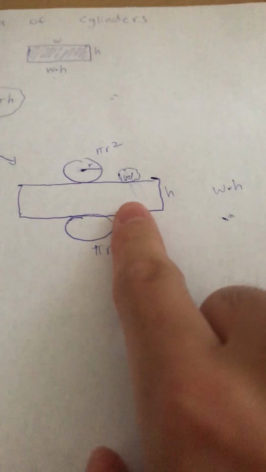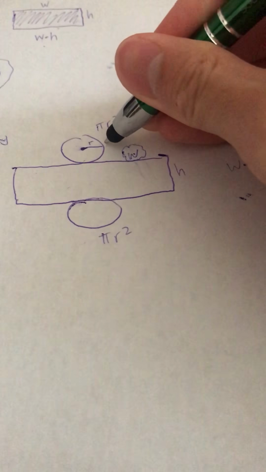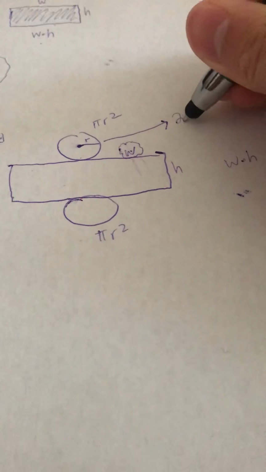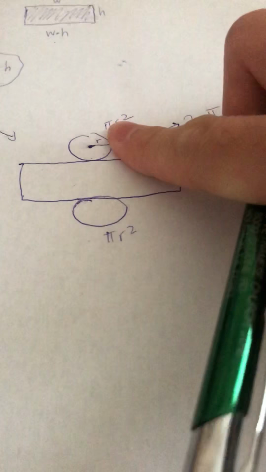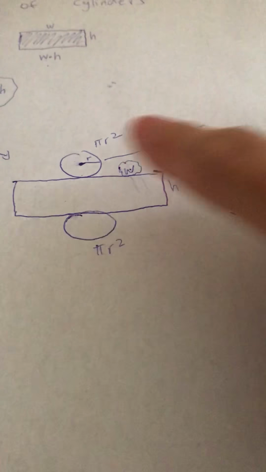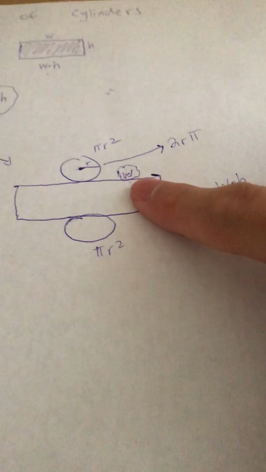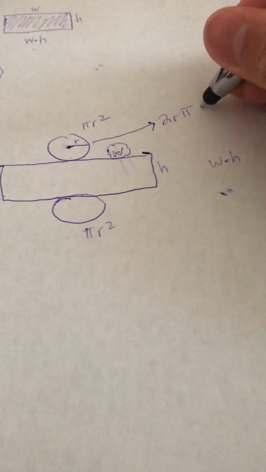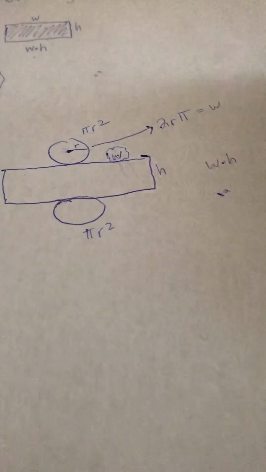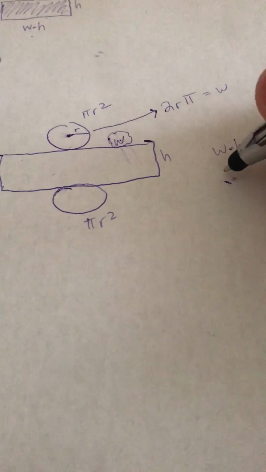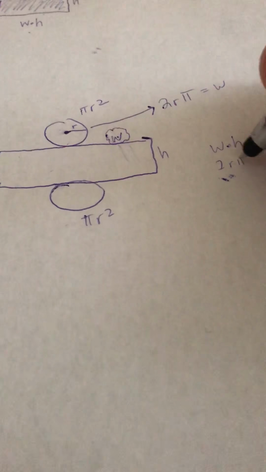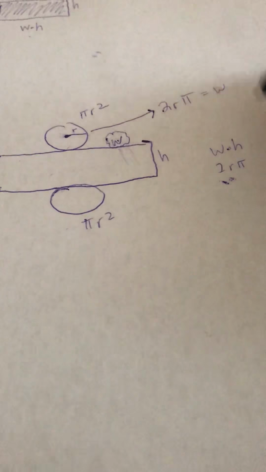Because they don't give you width, you can find the distance of the outside of this circle and use that as width. And the distance of the outside of a circle is called circumference, if you remember. The formula for the circumference of a circle is 2r pi, which is different than pi r squared. So that's the circumference of that circle, which is equal to the width. So 2r pi actually equals width. So instead of doing width times height, you're going to do 2r pi, which is the same thing as width, times height.